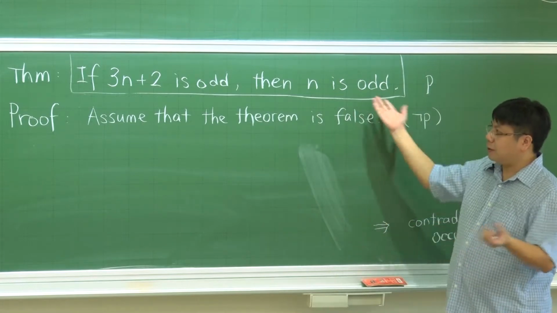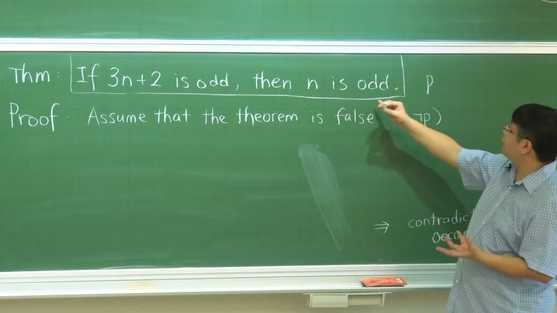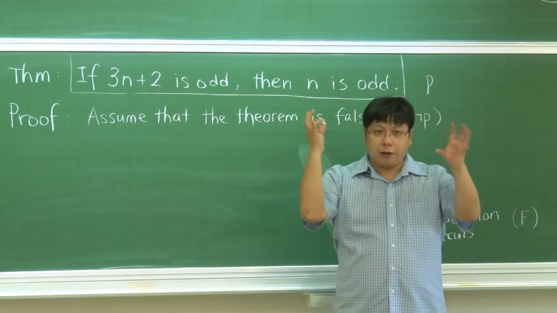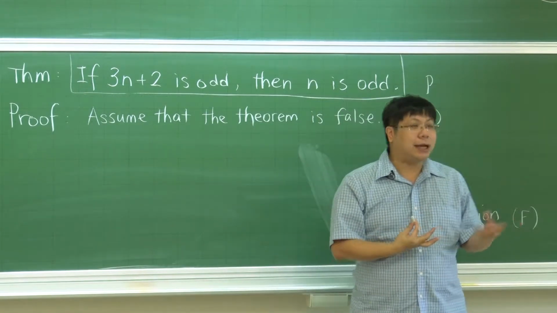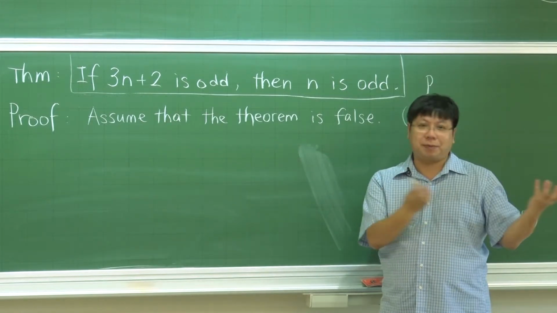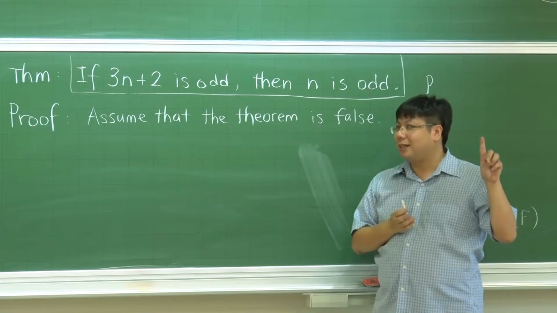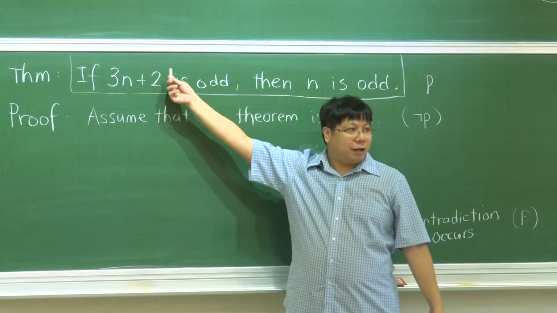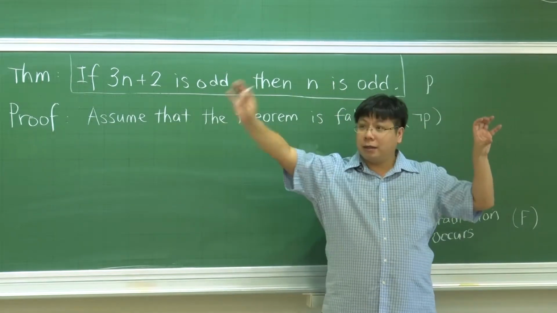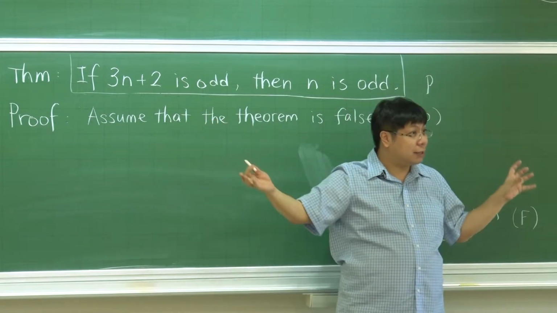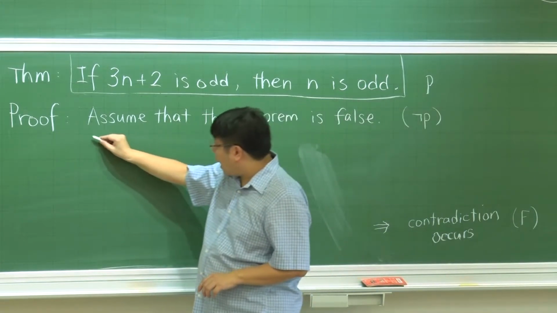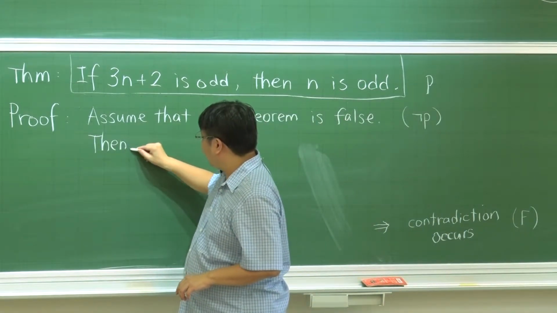So let's try to do that. Assume that this is false. So what is meant by the theorem is false? This is a conditional statement. If something, then something. If this is false, then what does that mean? When can this be false? There is only one case. This is like if A then B, right? A implies B. It is false only when A is true and B is false, right? Okay, so if we start with this assumption, assume the theorem is false, then we have what?